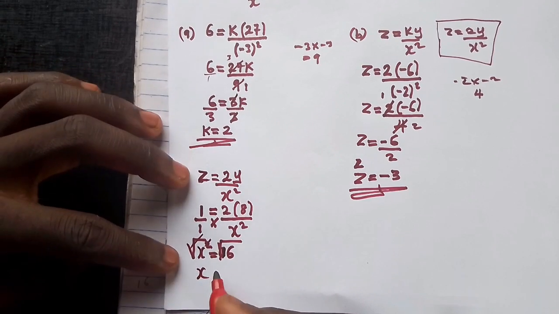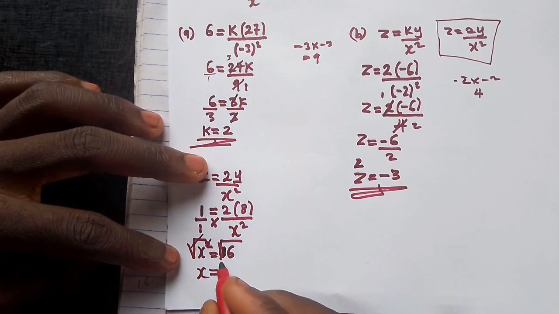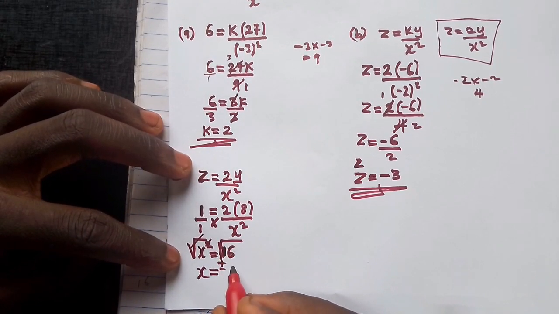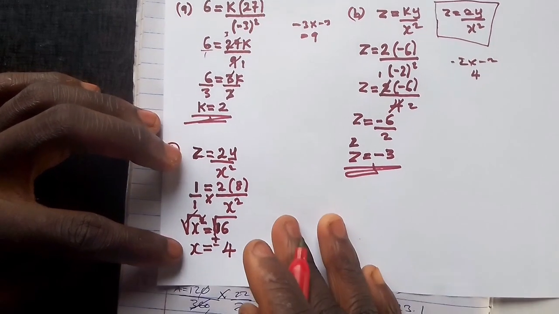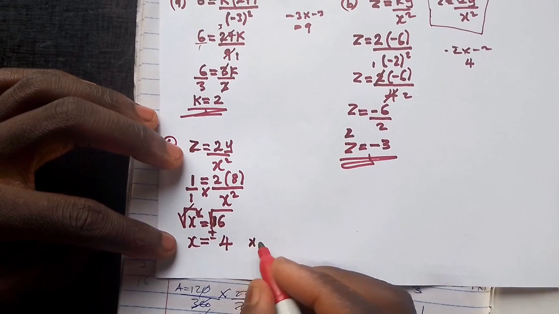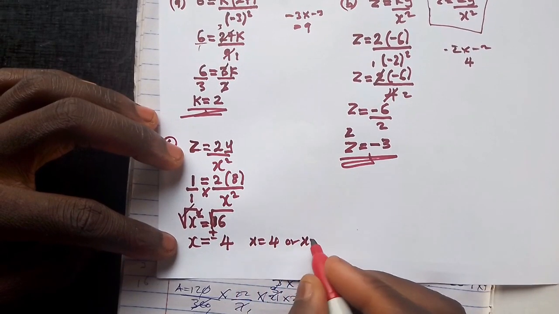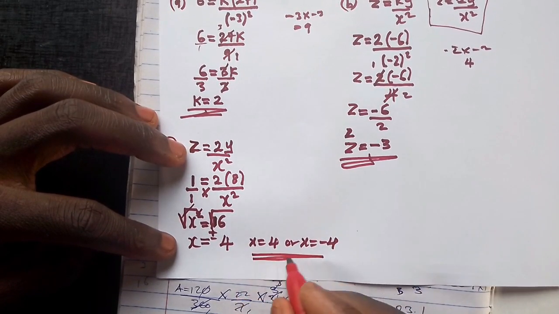So here I'm going to remain with x. Now, the square root of a number can be positive or negative, so I'm going to say plus or minus. What is the square root of 16? The square root of 16 is 4. So you can say x is equal to positive 4 or x is equal to negative 4. Which means on this part, we are done.